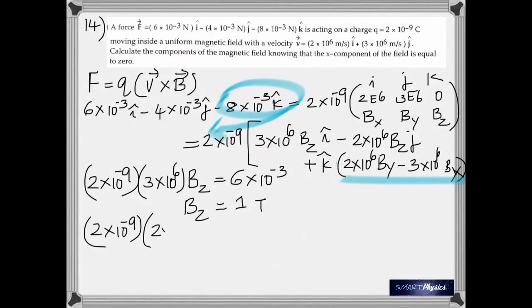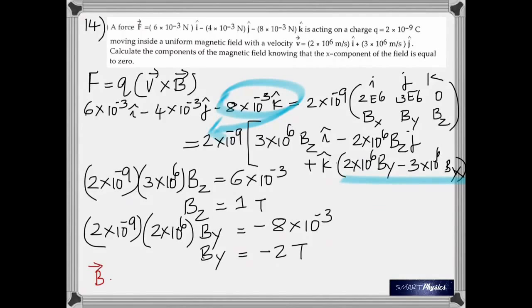The coefficient of K here on the left hand side is 8 times 10 to the negative 3, and on the right hand side it is 2 times 10 to the negative 9 times 2 times 10 to the 6 by, because the x component is already given as 0. So when you put those two equal to each other, you get BY. Now therefore the magnetic field is minus 2J plus 1K.